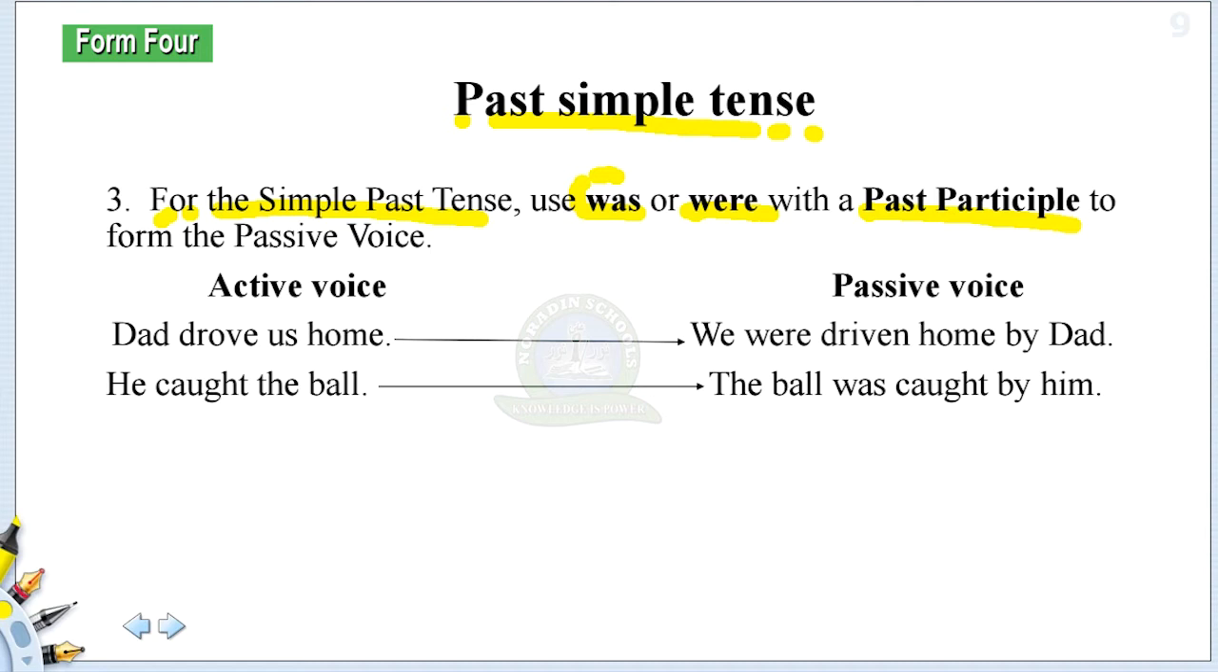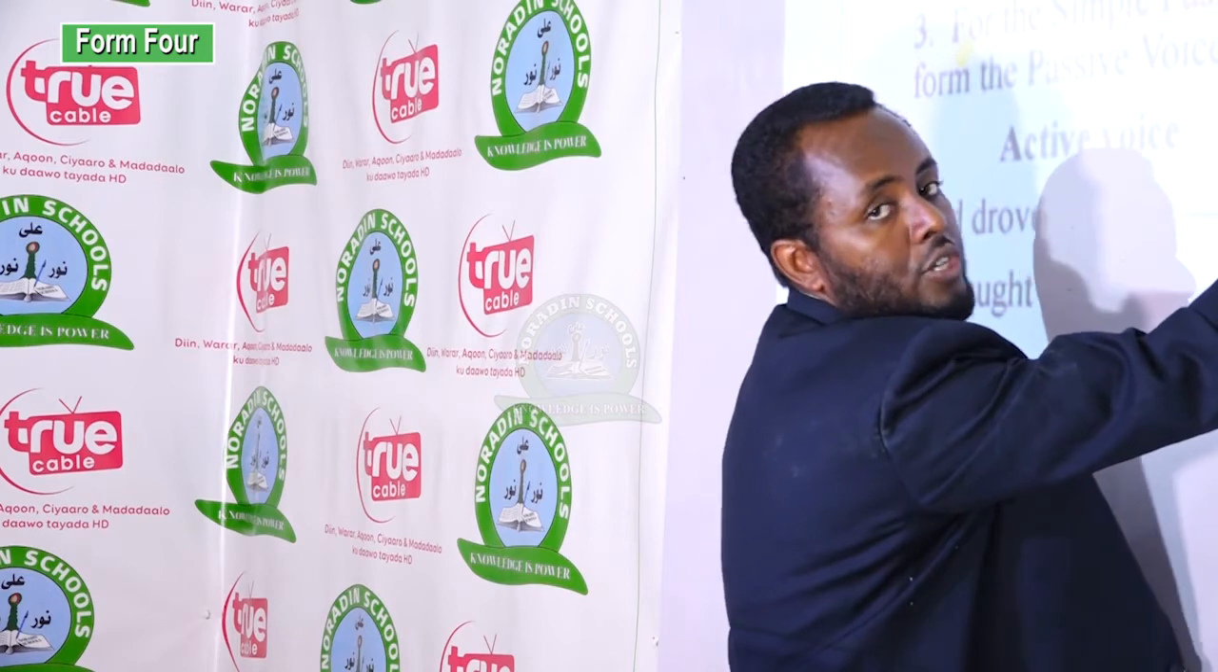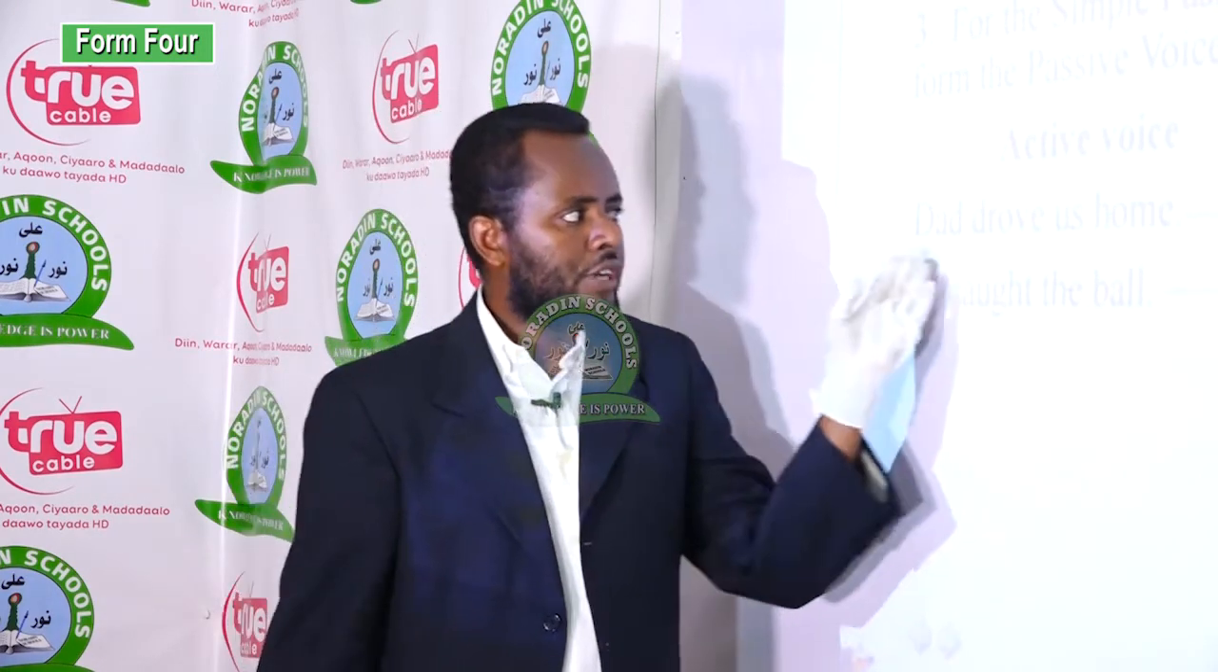How are we going to change it? Because "us" is an object pronoun, it becomes "we". We were driven home by dad. Was can be used as singular, and were can be used as plural. So "Dad drove us home" becomes "We were driven home by dad."